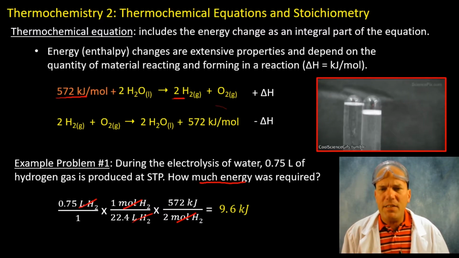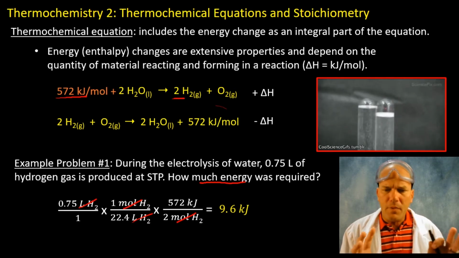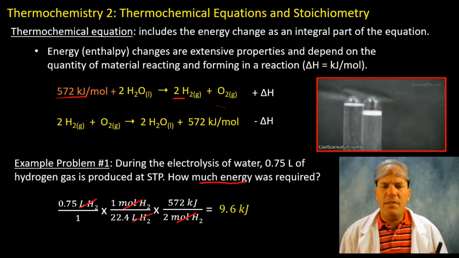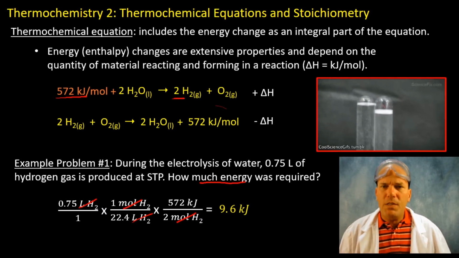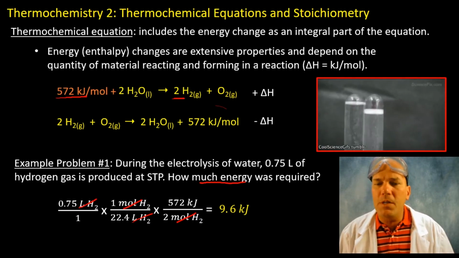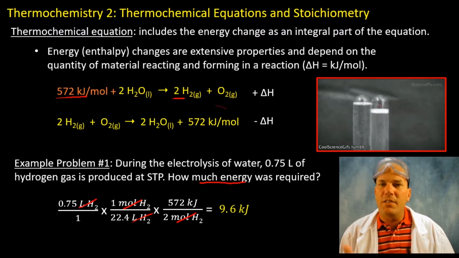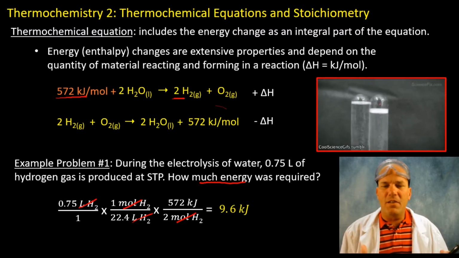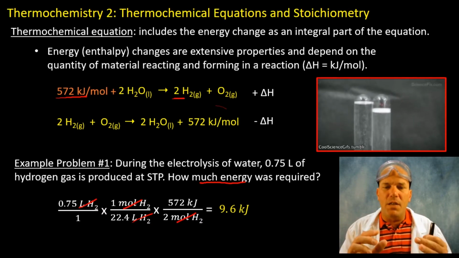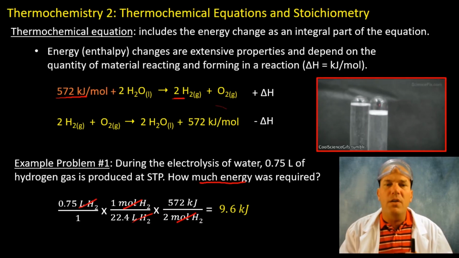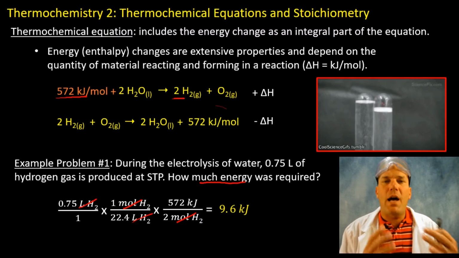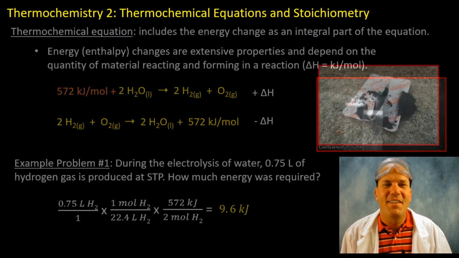Always stop and ask, does this number make sense? Well, sure it does. If 1 mole of the gas is going to be 22.4 liters at STP, and this reaction in problem 1 is only producing 0.75 liters, this is going to be a very small amount of energy that was required in electrolysis to split water into oxygen gas and hydrogen gas.